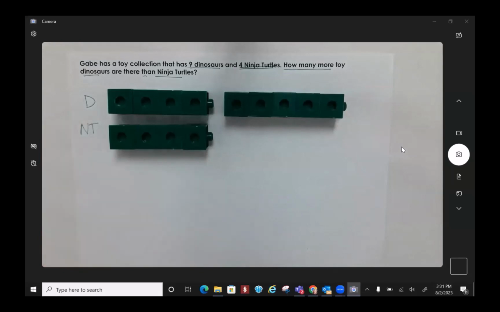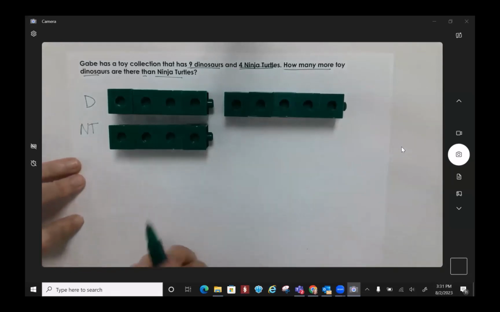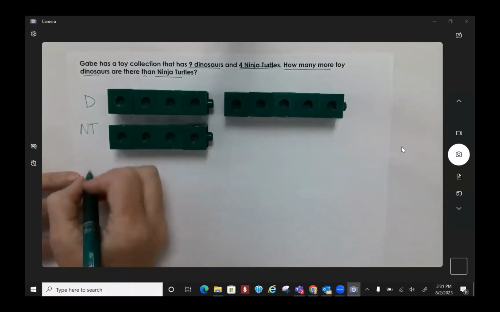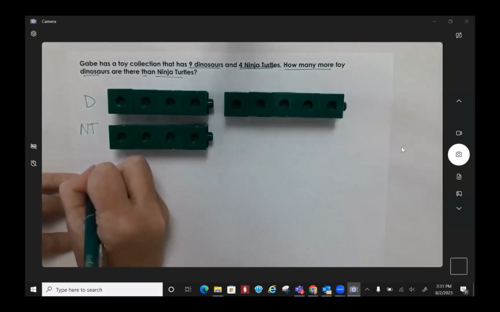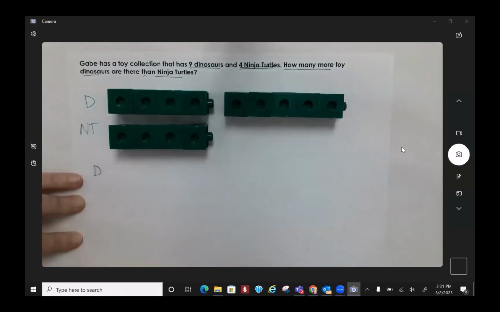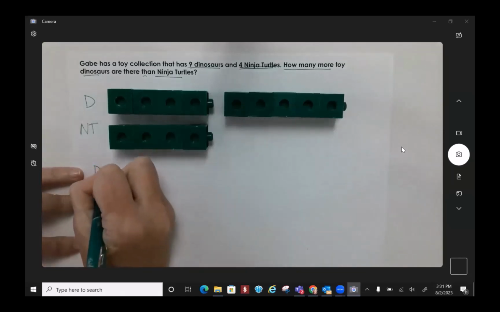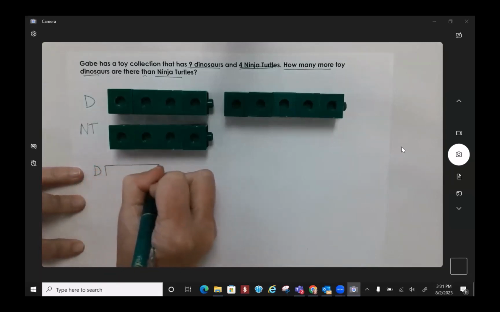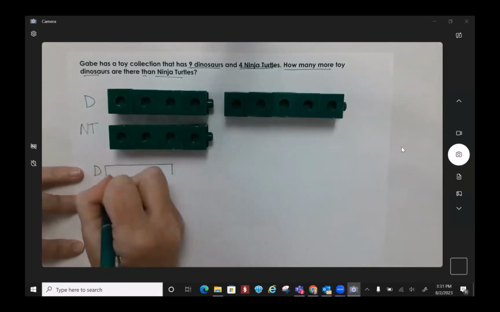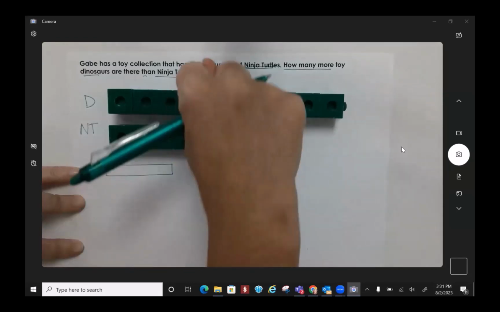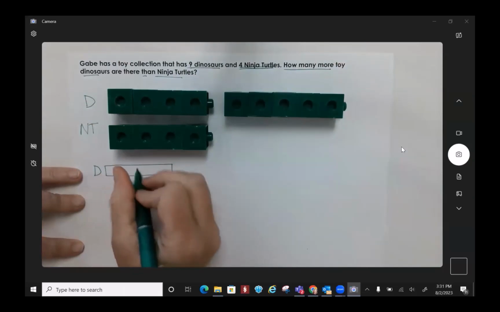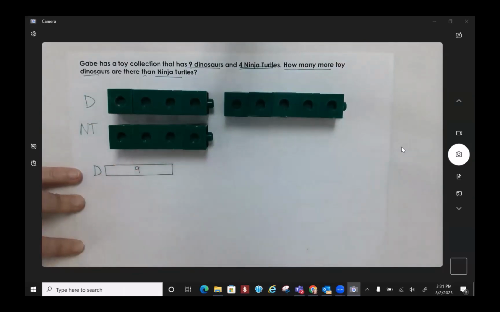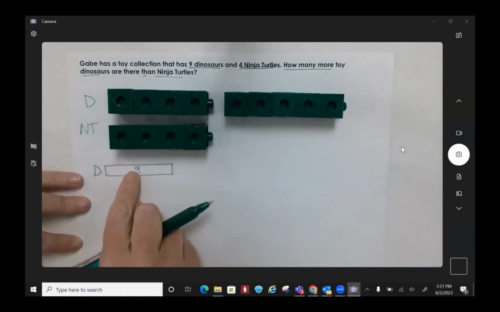But I can also draw a model to help me think about this. So I'm going to draw a bar model, and the same thing I did before, I'm going to make sure I label my bar models. So I'm going to write the letter D, and I'm going to draw a bar model. And I know that 9 represents the number of dinosaurs. So I'm going to put a 9 in this box to represent those dinosaurs.